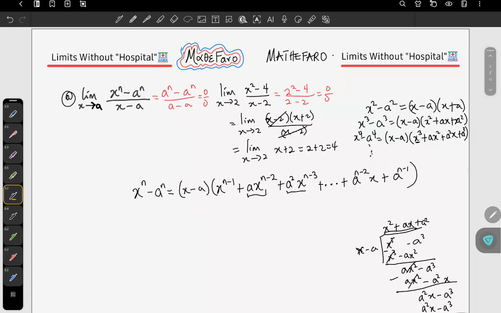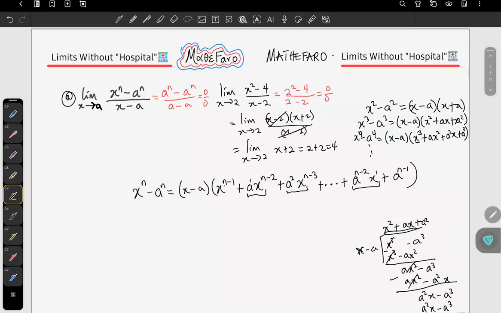For each term, the sum of the exponents is always going to be n minus 1. So n minus 1, then 1 plus n minus 2 will give us n minus 1, 2 plus n minus 3 will give us n minus 1, n minus 2 plus 1 will give us n minus 1. We have n minus 1.